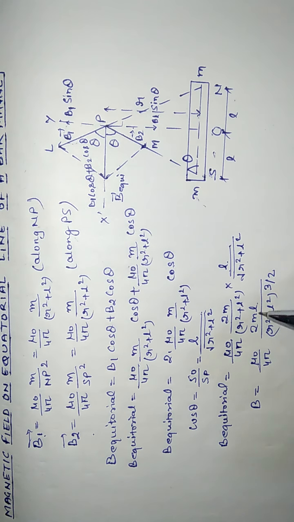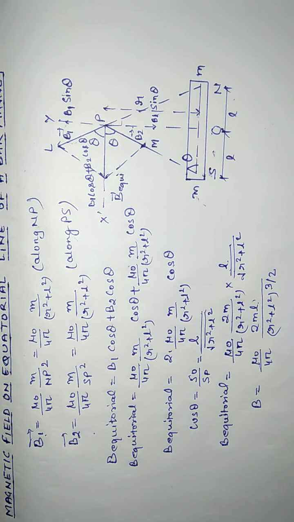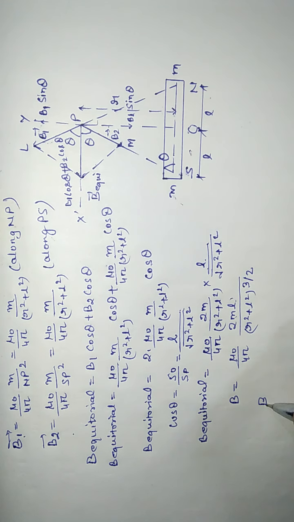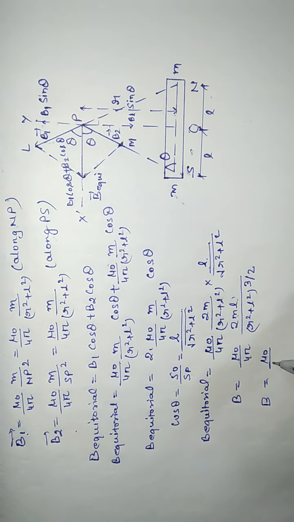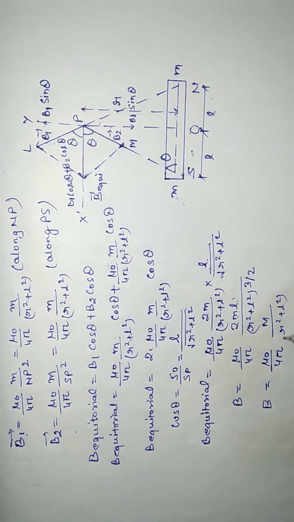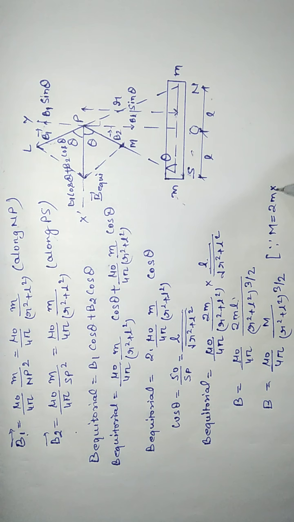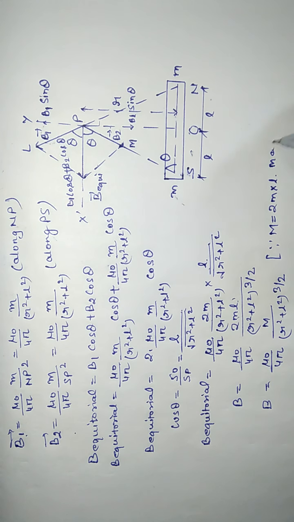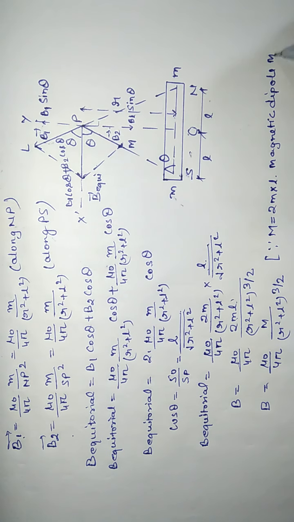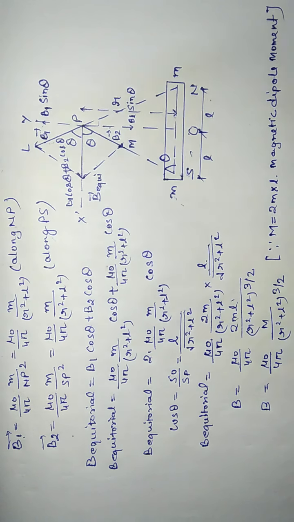We know that this quantity gives us the magnetic dipole moment of a bar magnet, so it can be written as B is equal to mu naught upon 4 pi M upon r square plus l square to the power 3 by 2, because M is equal to 2m into L, which is the magnetic dipole moment of a bar magnet.